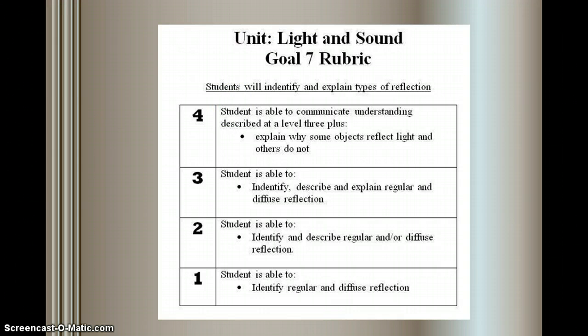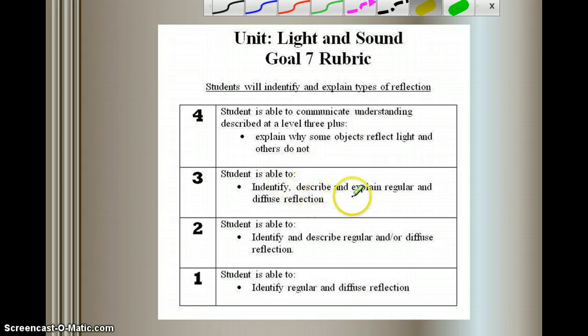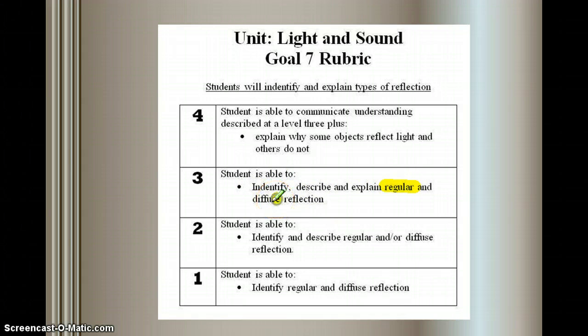In this goal, students are going to be able to identify, describe, and explain regular and diffuse reflection. Okay, so necessary words to know here. If you're going above and beyond, you are able to explain why some objects reflect light and why others do not. Why does that happen?